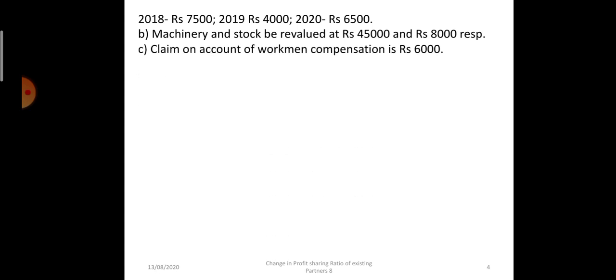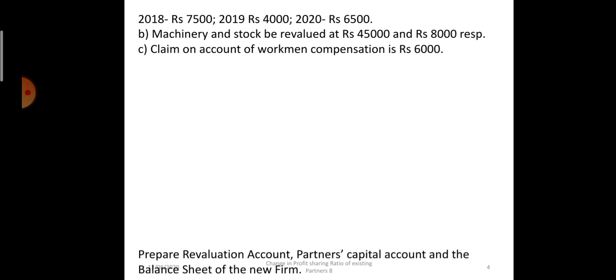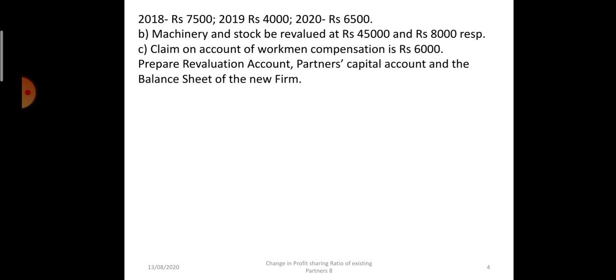Then the claim for workman compensation is 6,000. In the balance sheet, workman compensation was appearing at 10,000. So out of that, 6,000 will be transferred to the workman compensation claim, and the balance 4,000 will be distributed among the partners in old ratio. So we have to prepare the revaluation account, partners' capital accounts, and the balance sheet of the new firm.